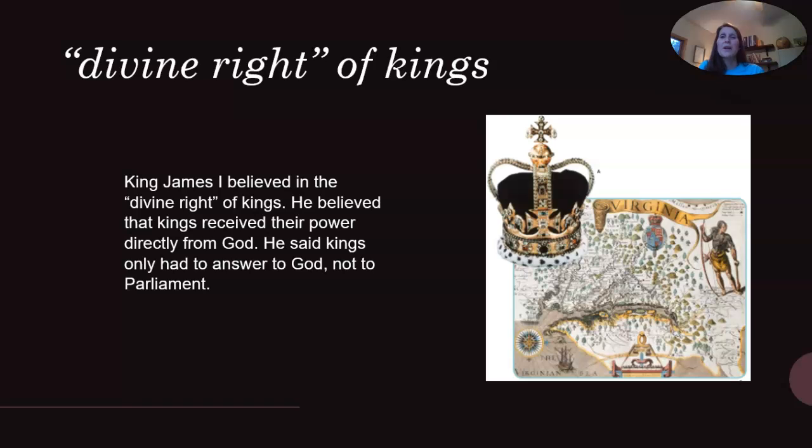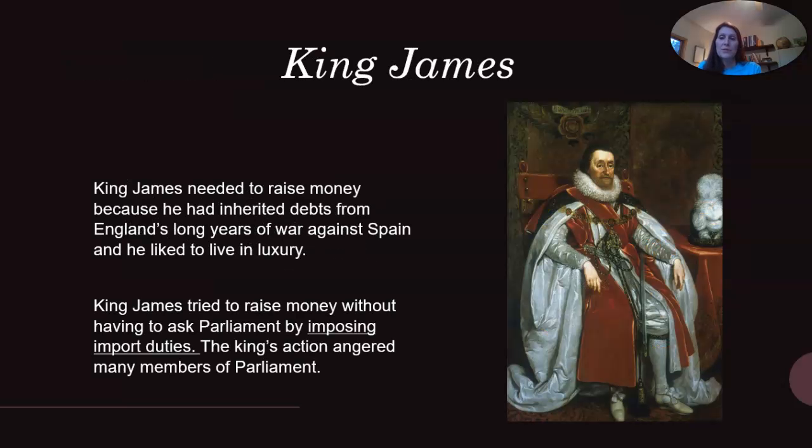So, the divine right of kings. King James I believed in the divine right of kings. He believed that kings received their power directly from God. He said kings only had to answer to God, not to Parliament. Again, you can relate that back to some of the things you learned in prior civilizations. So he believed he only had to answer to God, not to his Parliament.